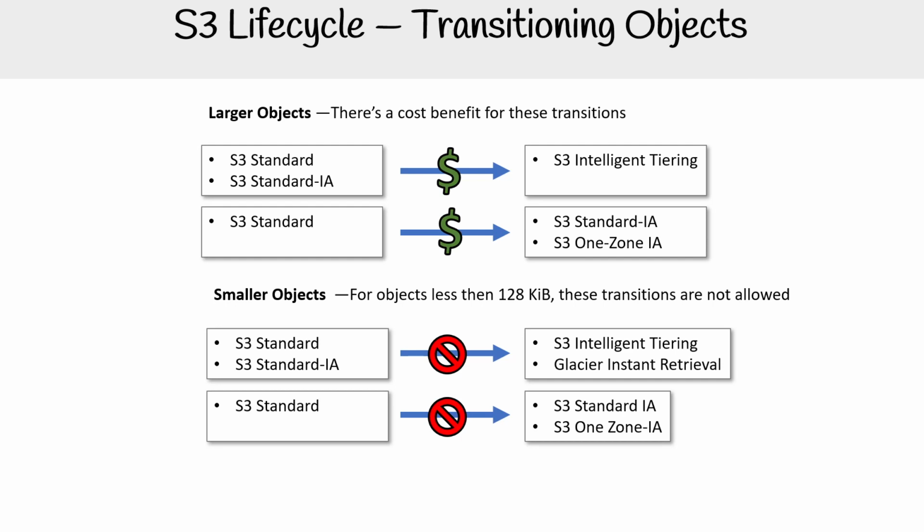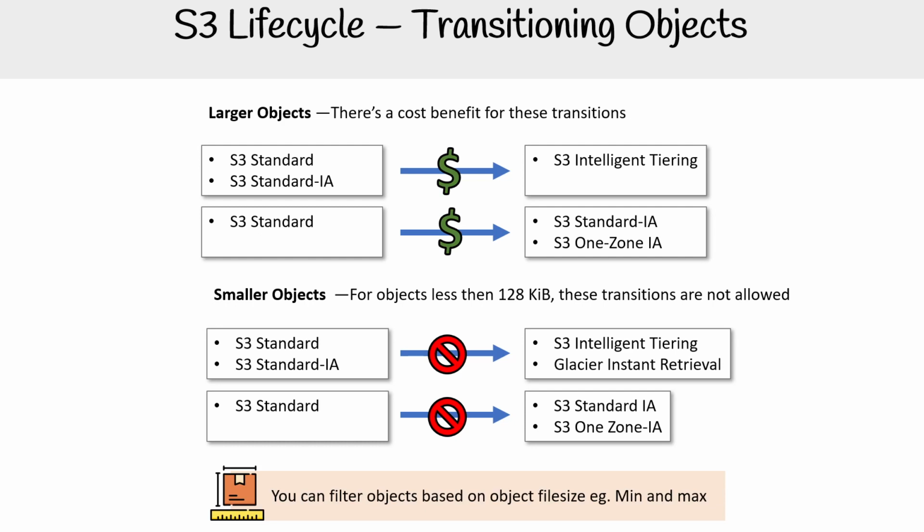It makes more sense for S3 Standard to S3 Standard IA and One Zone IA, because Standard IA and One Zone IA have a minimum capacity charge of 128 kilobytes. So that one lines up. Why isn't it a bit different for the other ones? I don't know, but you have to remember that. Another important thing is that you can filter objects based on object file size, so that you can make sure you have legal transitions and just set those in the filters.